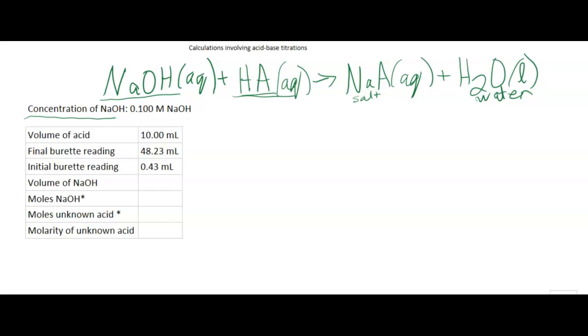And I get that I have 47.80 milliliters. Do make sure that if you have the same digit here and here that you do retain that 0 because it is a significant figure. So this is going to be part of what I'm going to use to find my moles of NaOH, and then I'm going to use that to find my moles of acid and then my molarity. Okay? So first we're going to find my moles of NaOH.